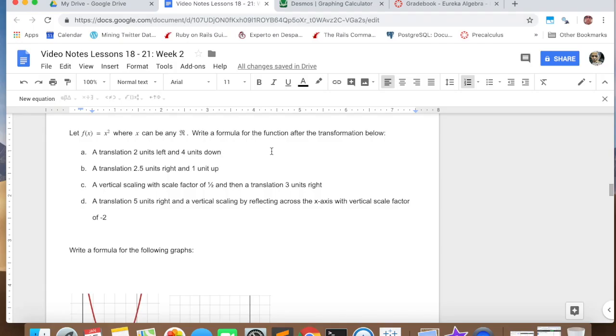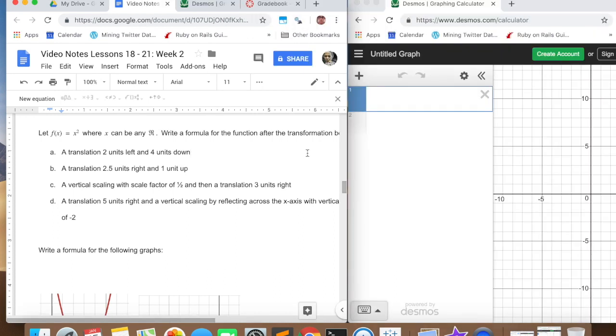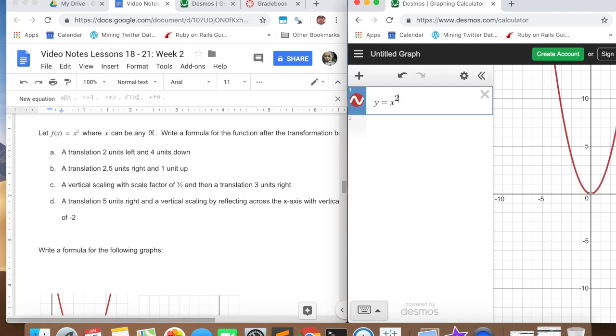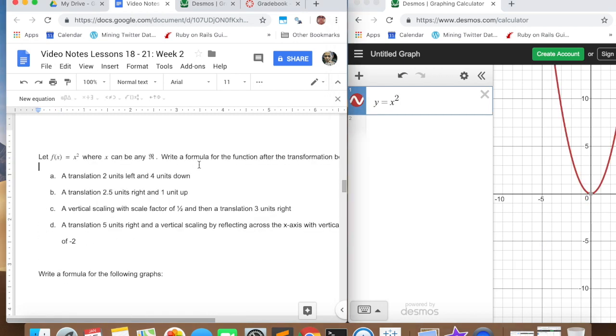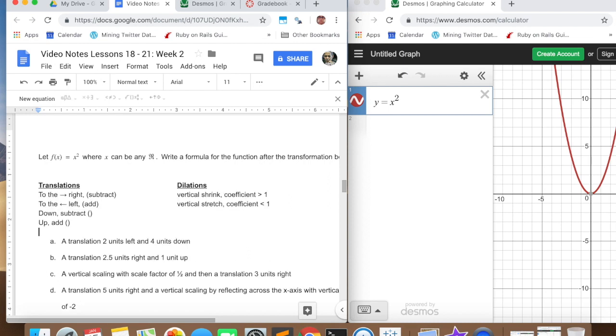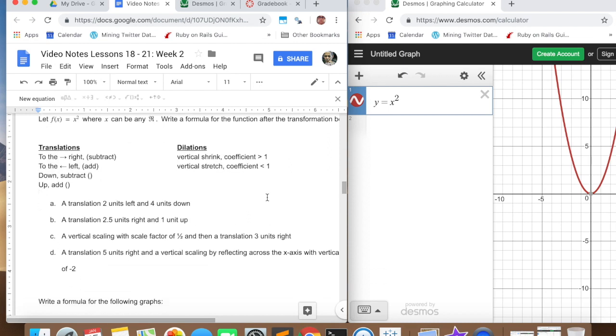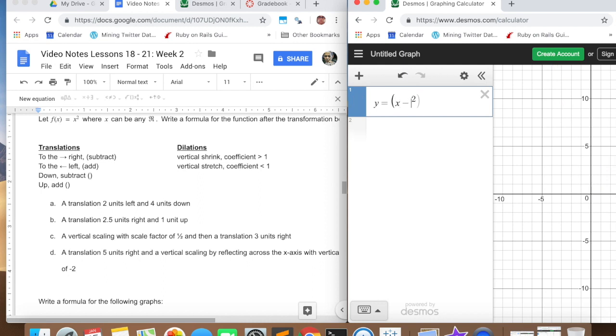In our first transformation, we are using x squared as our parent function. We're going 2 units to the left and 4 units down. So if I'm going to the left, I know that I have to add within the parentheses before I square it. And if I'm going down, I know I have to, after I square it, subtract 4. I went ahead and copied my little cheat sheet here so that it's a lot easier to write these. But I'm going to add 2, then square it, and then I'm going to subtract 4.